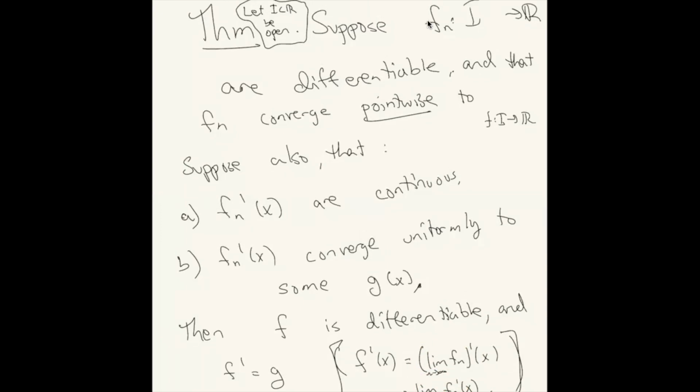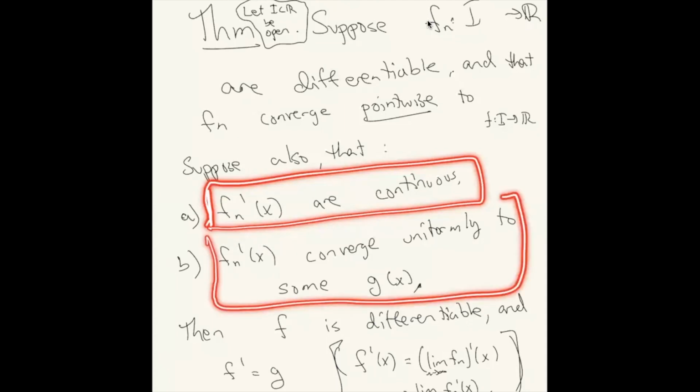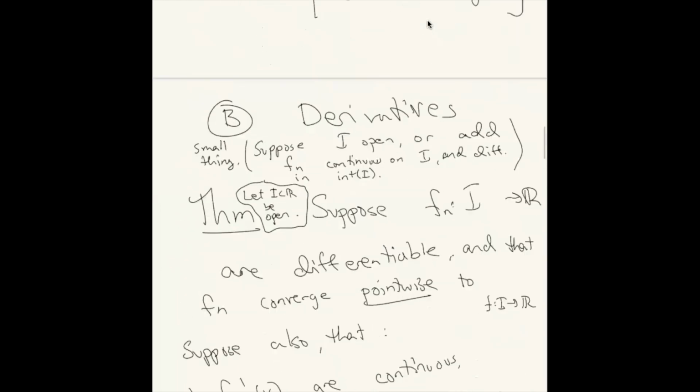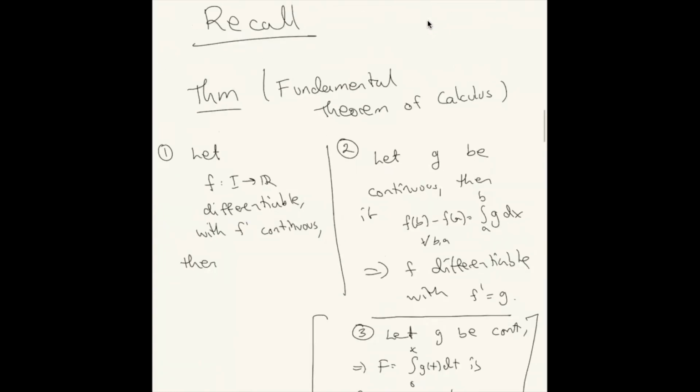Okay, so the crucial things here, everything else is kind of a technicality: the derivatives need to be continuous, and the derivatives need to converge uniformly. These are what you should really focus on in this statement. Okay, how will we prove this? This will actually be based on recalling something, namely the fundamental theorem of calculus from 131A.